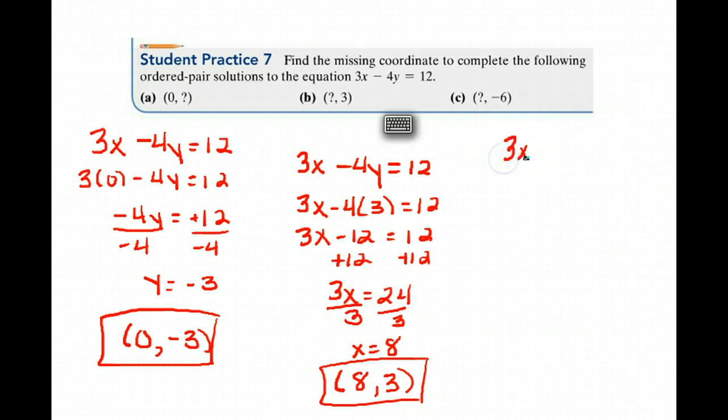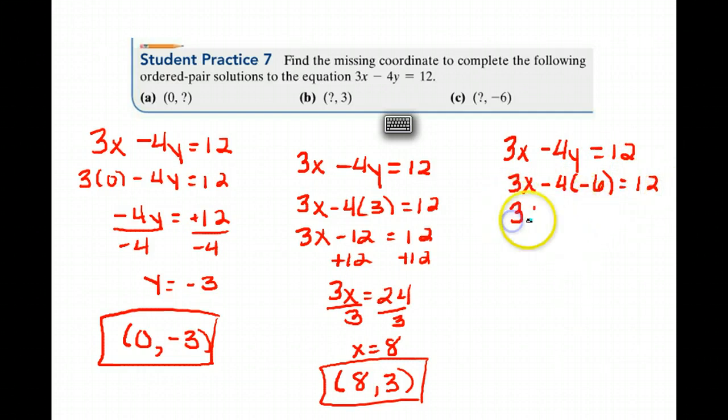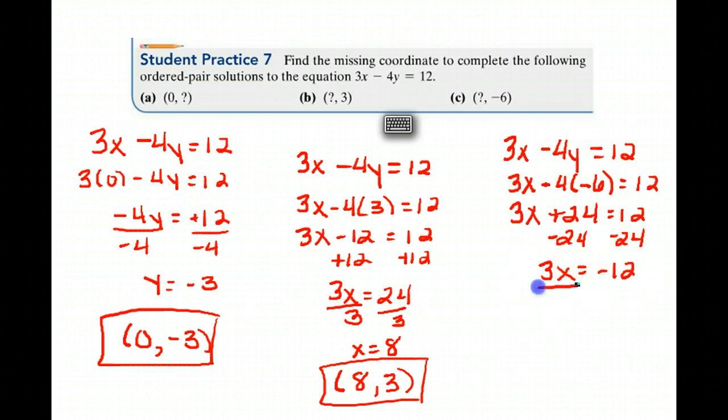And lastly, we have example C. Again, starting with the equation, we were again given the y coordinate, so we need to plug -6 in for y. So we have 3x plus 24 equals 12. Please remember that a negative times a negative makes a positive. We will need to subtract 24 from both sides. So 3x is going to equal -12. Divide both sides by 3, and x equals -4. So your ordered pair is -4, -6.